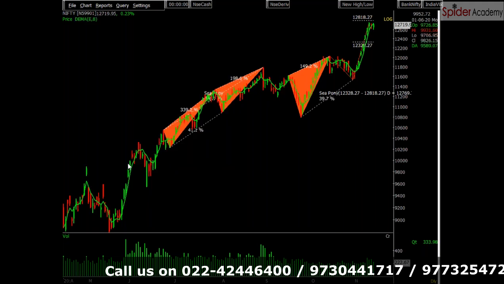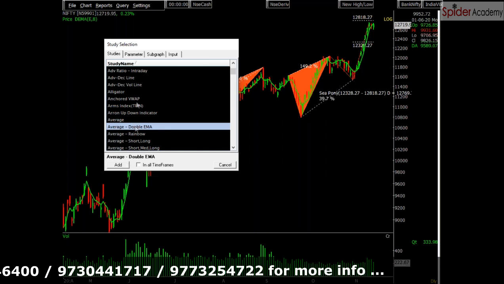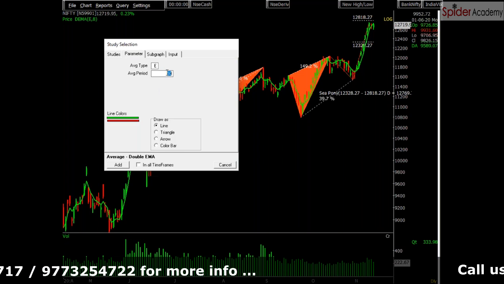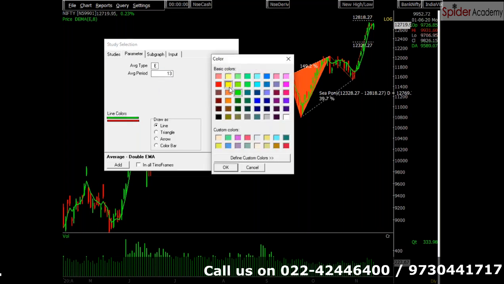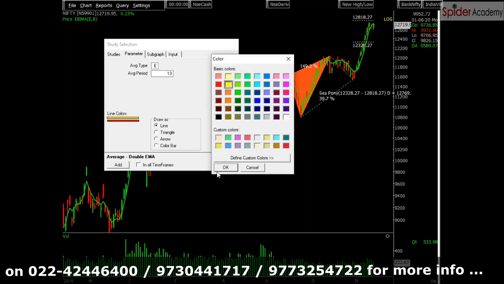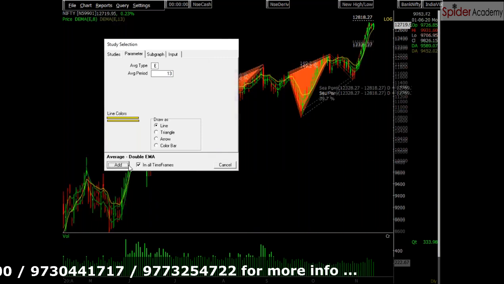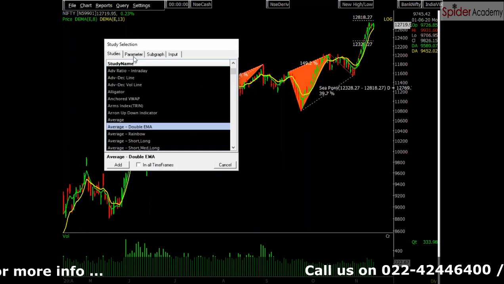Just by pressing S, I can access the study window, select, and set the parameters. Like I want 13 also, so I selected 13, and over here I selected yellow. In a similar way, you use the 21 as well.